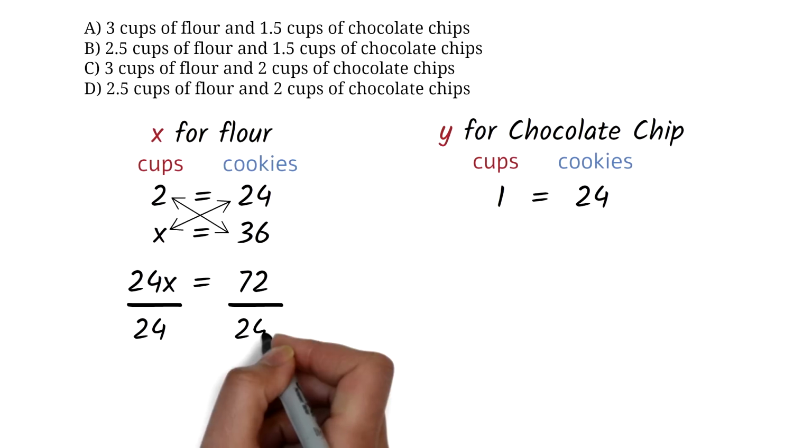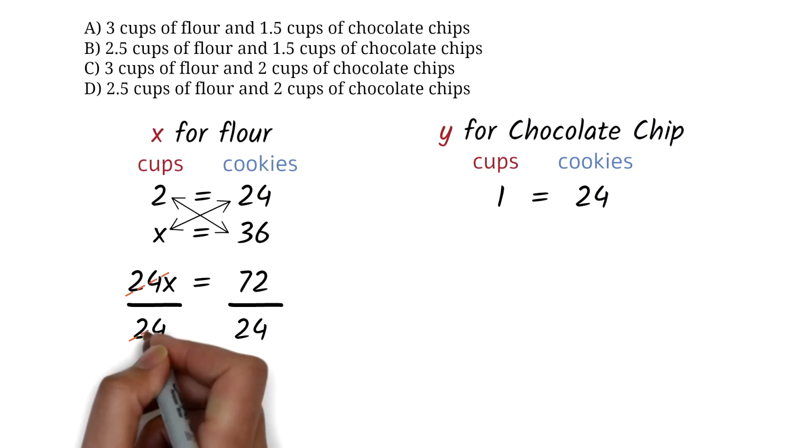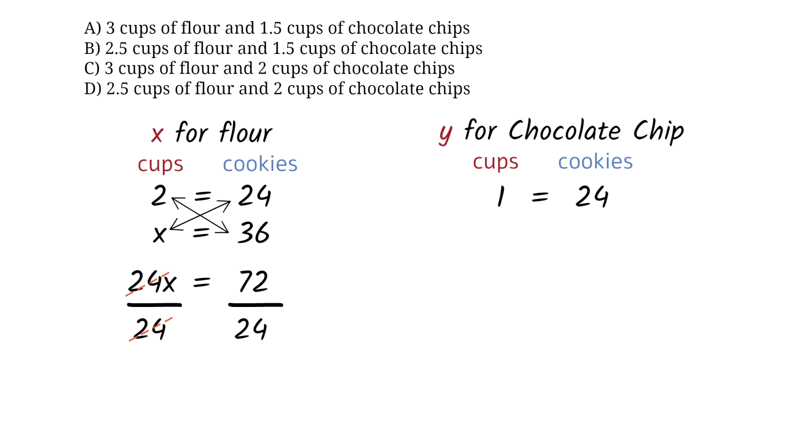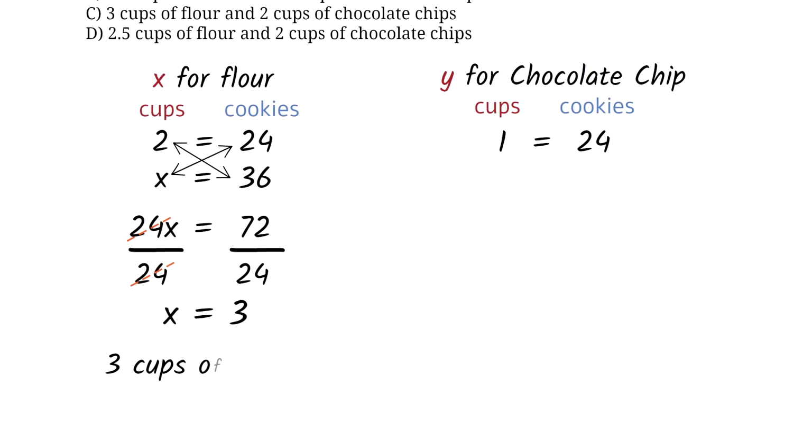Divide both sides by 24. The 24 will cancel out. 72 divided by 24 is 3. So she will need 3 cups of flour.